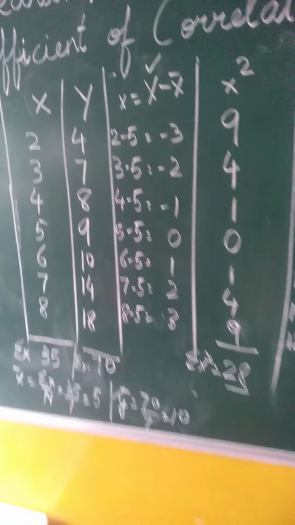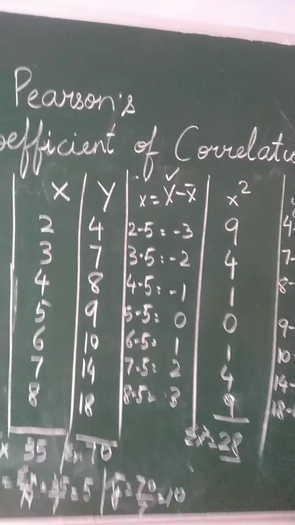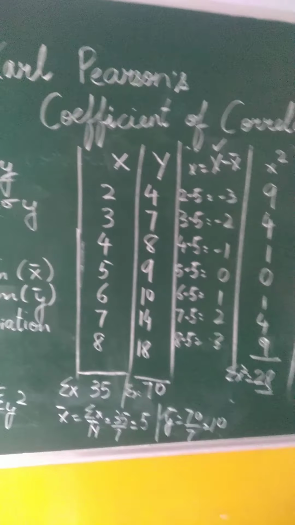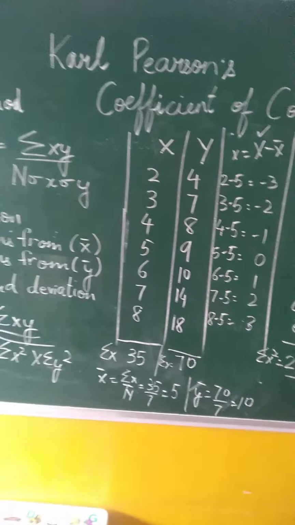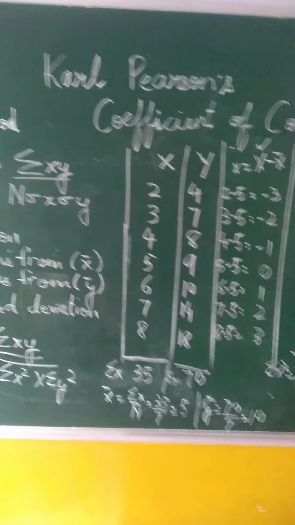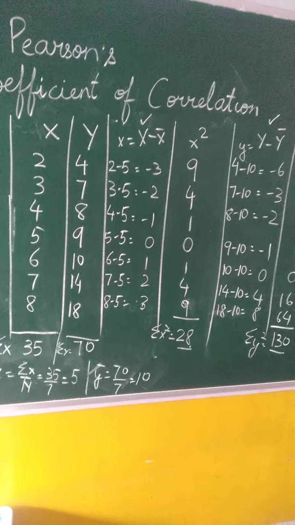In the next link I will be forwarding you how to calculate using the shortcut method. Today you have to solve the coefficient of correlation using the direct method. Thank you, and I hope you are able to understand.